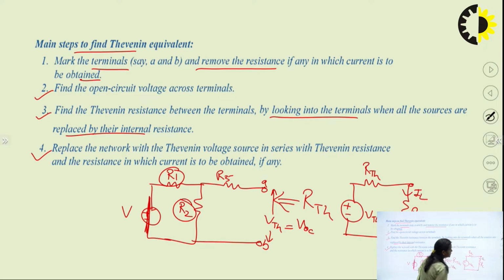Now you can find the value of IL, that is the load current. Looking at the circuit, you know that IL is equal to VTH upon RTH plus RL. So this is how you can find the value of load current, right? Here you have found the current in this resistance by using the Thevenin theorem. If the question says you have to find the current in this branch, you can use any method, like loop analysis or node analysis. But if the question mentions that you have to find the current by using Thevenin's theorem, then you have to follow these steps only, right?